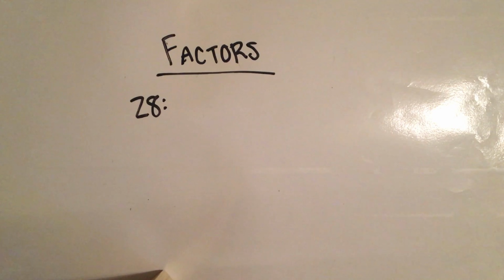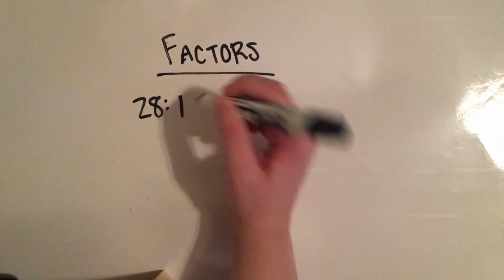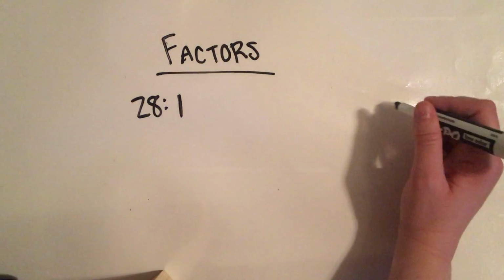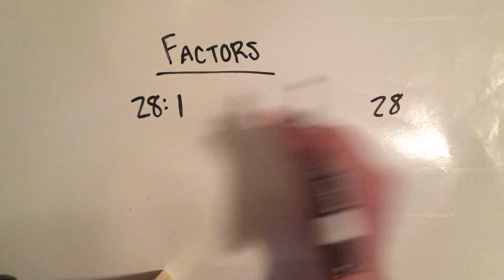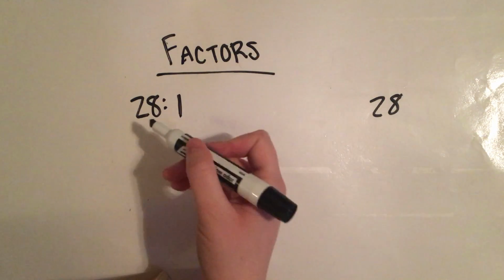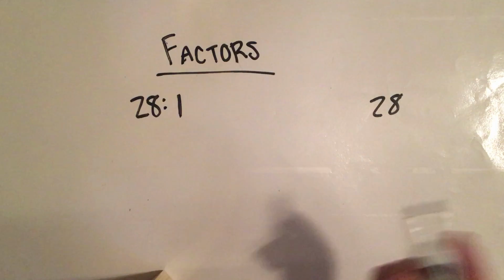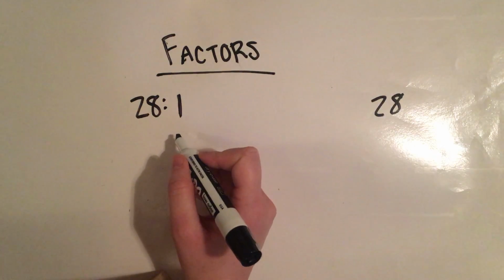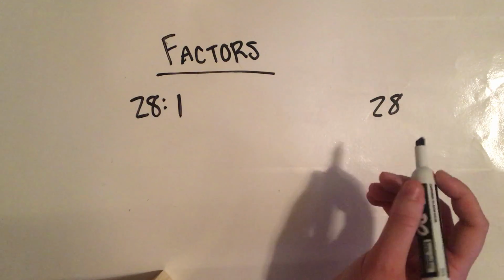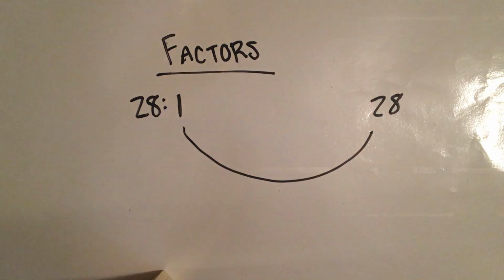We know that 1 times any number is itself, so we know that the factor list will always start with the number 1 and will always end with the number itself. So again, the numbers that make up whatever problem it's asking us to solve for factorization. And then we know, as a hint, our factor list will always start with 1 and will always end with that number because 1 times 28 gives us 28.